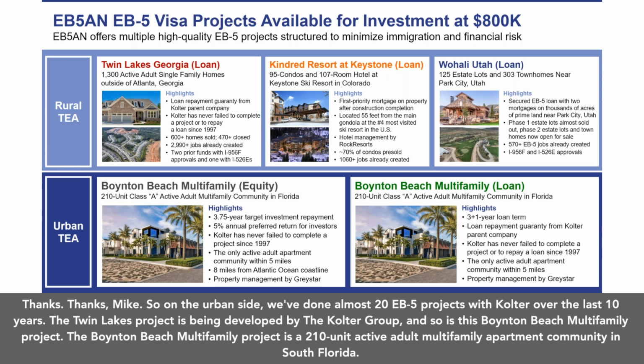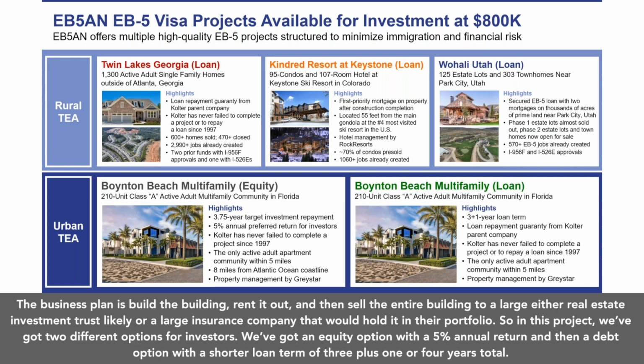Thanks, Mike. So on the urban side, we've done almost 20 EB5 projects with Coulter over the last 10 years. The Twin Lakes project is being developed by the Coulter Group, and so is this Boynton Beach multifamily project. The Boynton Beach multifamily project is a 210-unit active adult multifamily apartment community in South Florida. The business plan is build the building, rent it out, and then sell the entire building to a large either real estate investment trust likely or a large insurance company that would hold it in their portfolio.